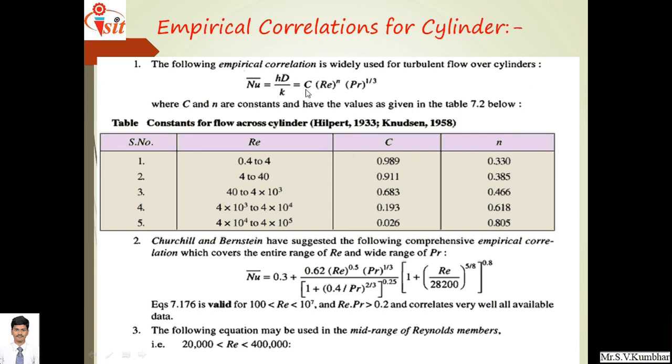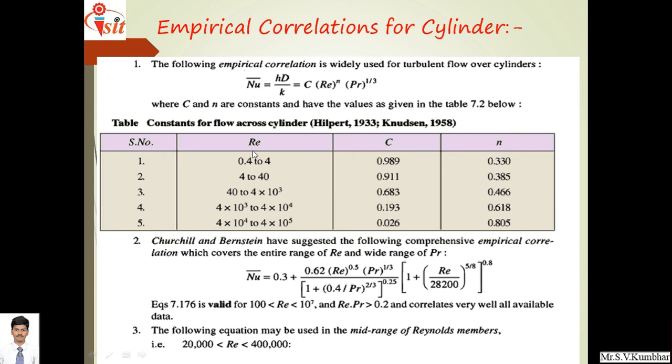Nu is equal to C Reynolds number raised to n Prandtl number raised to 1 by 3. Nusselt number is nothing but hd upon k or hl upon k. But the C and n values are taken from tables. Such tables will be provided. And how to select the values of C and n?